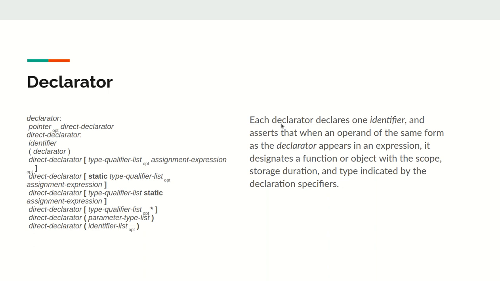Actually each declarator declares one identifier. This is an important point here. The same identifier is identified as an object, a function, or an array. These are the different possible definitions for the direct declarator, and the declarator is an optional pointer followed by the direct declarator.